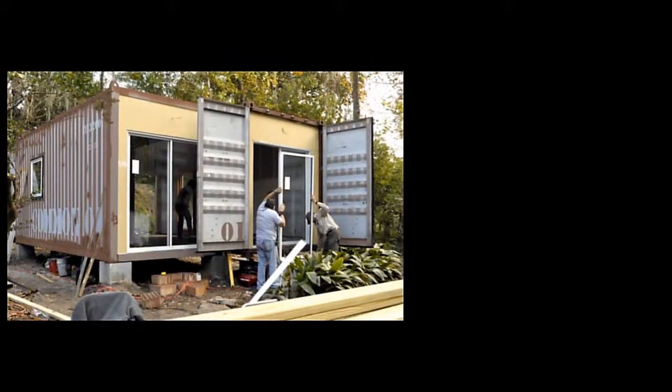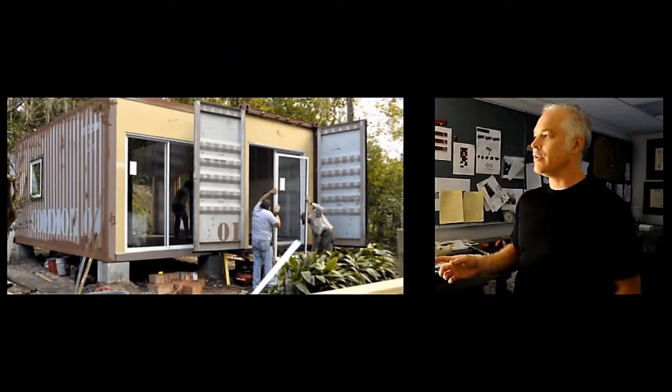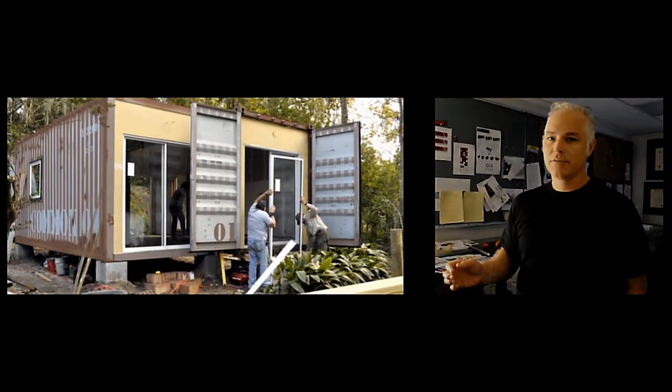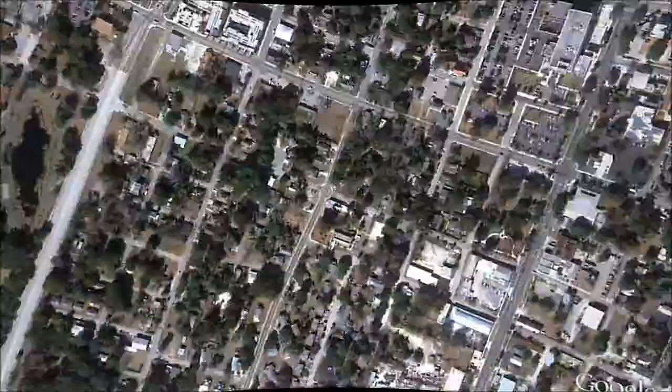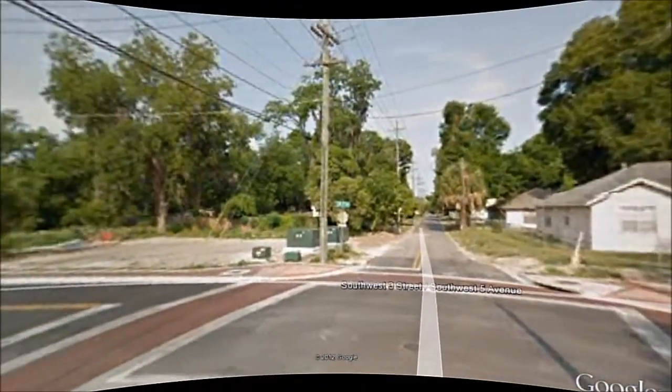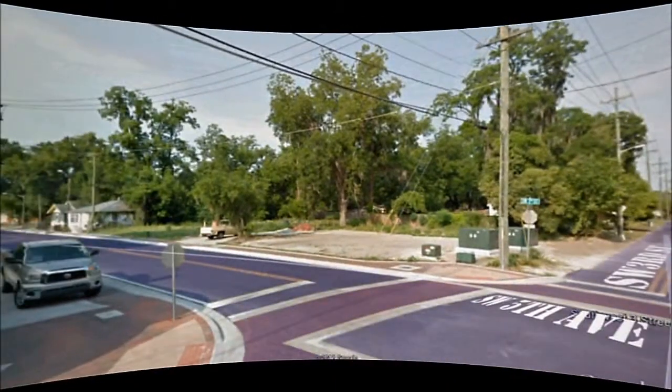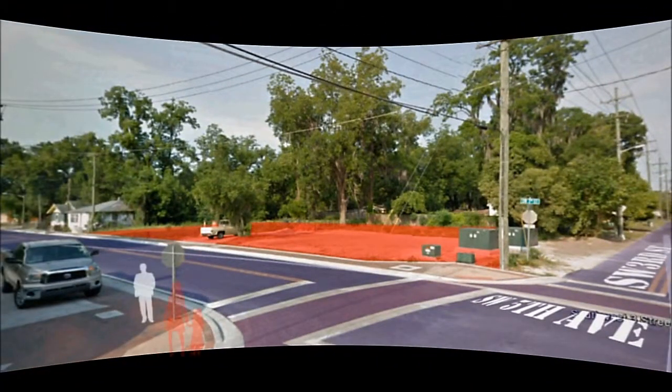This is the design we're using as the basis for a community we want you to help us kickstart. We'll start with one garden unit. 320 square feet of great space near downtown Gainesville and the University of Florida.